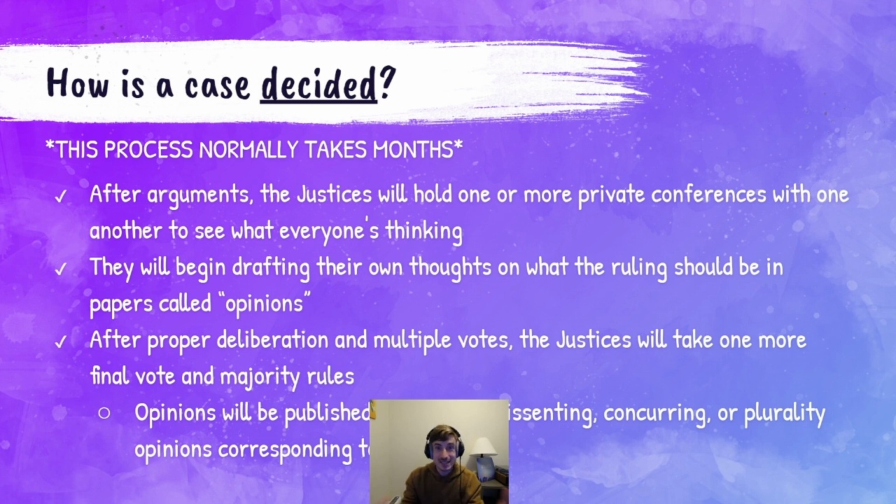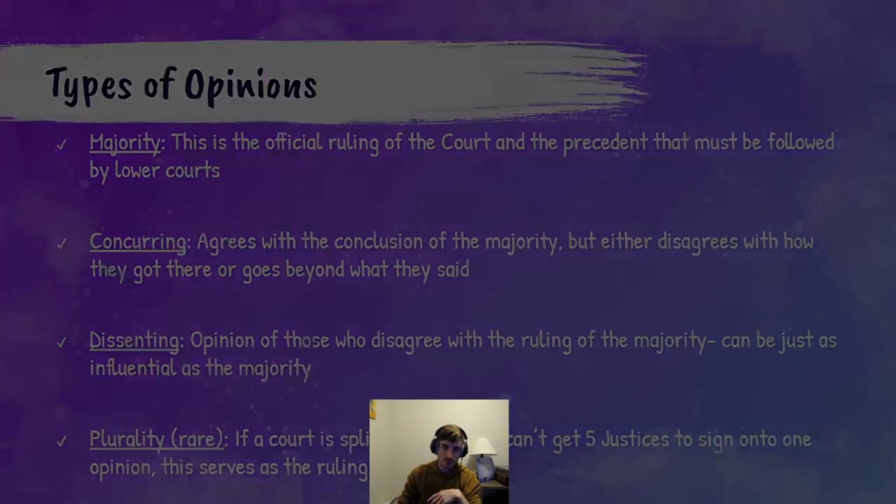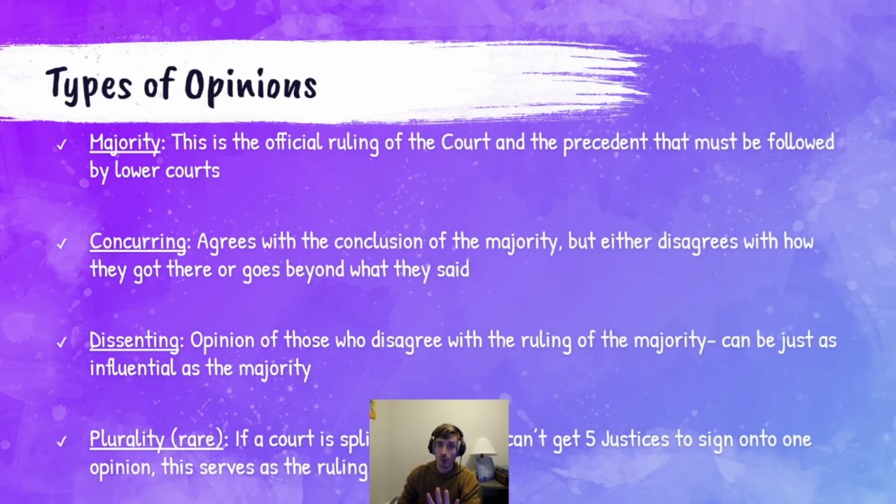Once they release the opinions, they make them public. That's when we get the documents. That's when we can read through them and understand why they ruled what they ruled. But that is where you get all these different types of opinions. Now, there are 3 types of opinions that you'll see commonly. The majority is what matters. The majority is the binding law. This is the ruling of the court.